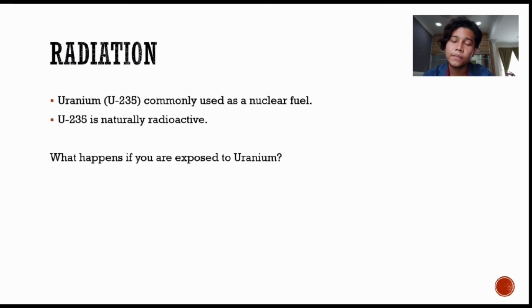Firstly, radiation. For your information, uranium is commonly used as nuclear fuel in the nuclear industry. But the uranium used is uranium-235. It is an isotope of uranium, and U-235 is naturally radioactive. It is a very unstable element.